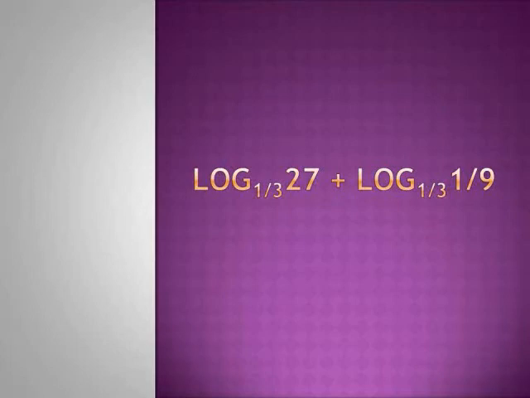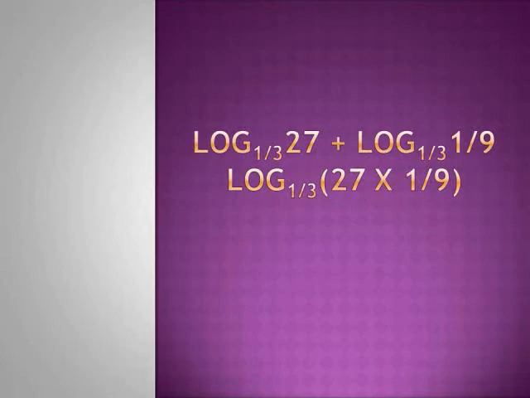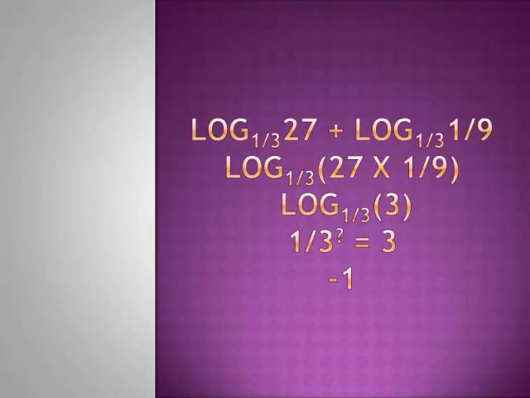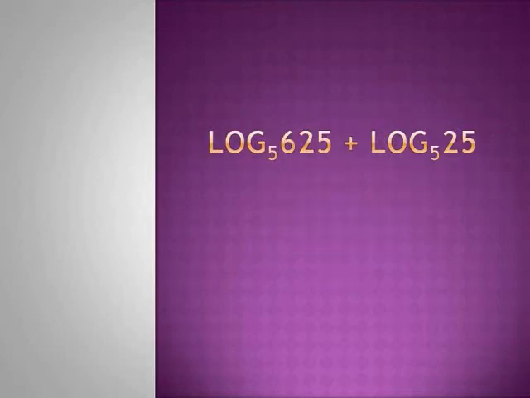Alright, here we are with this one. Log base 1/3 of 27 plus log base 1/3 of 1/9. Recognize again that the bases have to be the same. They're both 1/3. And since it's addition, you're going to combine the 27 and 1/9 and you multiply them. So you have log base 1/3 of 3. 27 times 1/9 is 3. You think to yourself, 1/3 to what power is 3? And it's -1.